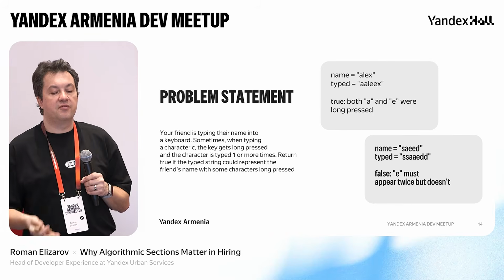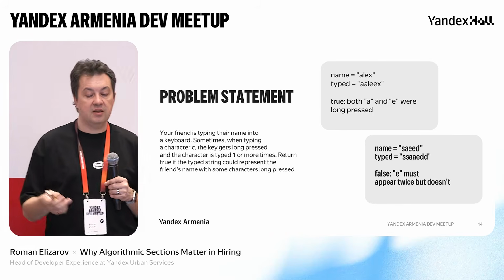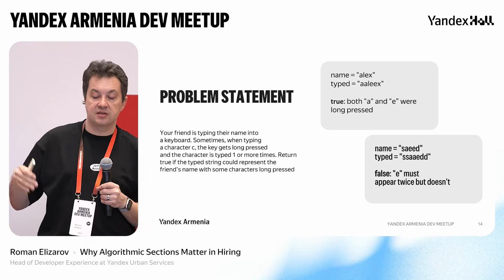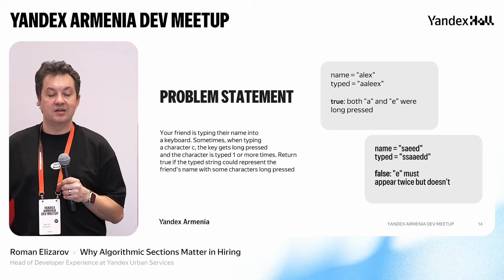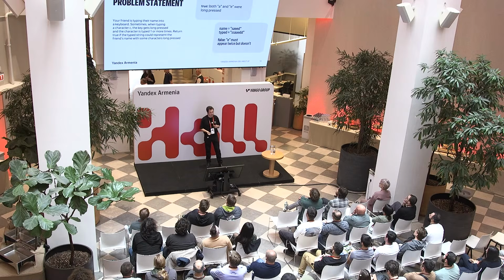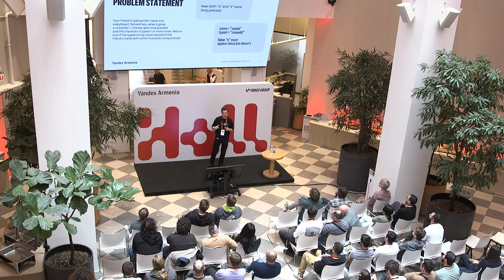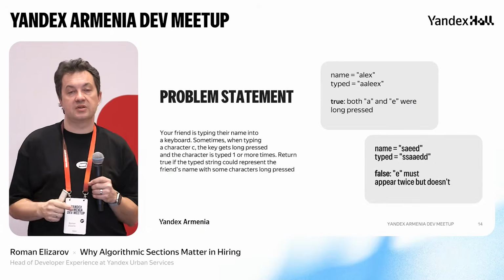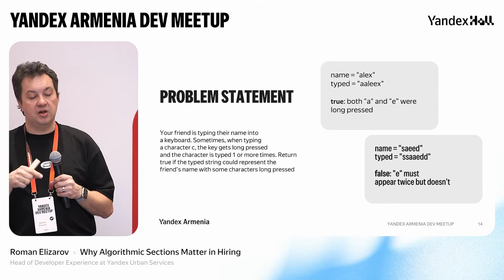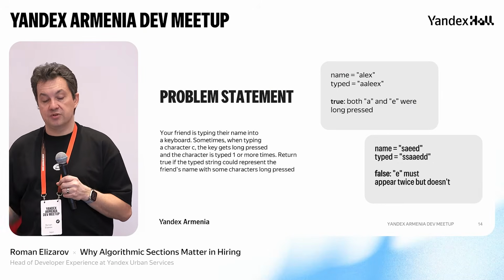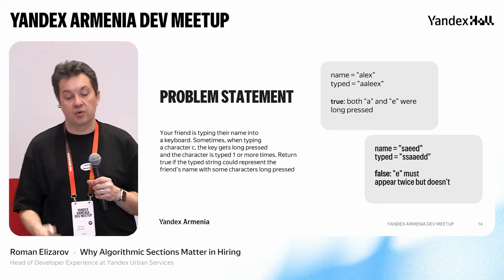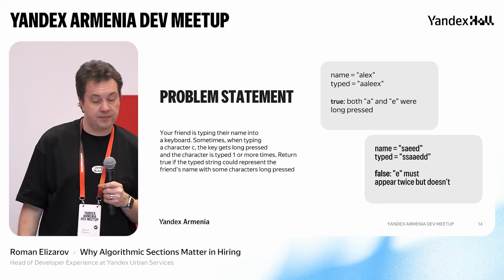The other example we might give is, if the name was Said and the typed one was SSAA1EDD, then the function should return false, because in the original name, E was twice, but the problem statement says that a character gets typed one or more times. So you couldn't end up with just one E in the typed string, so the result should be false.